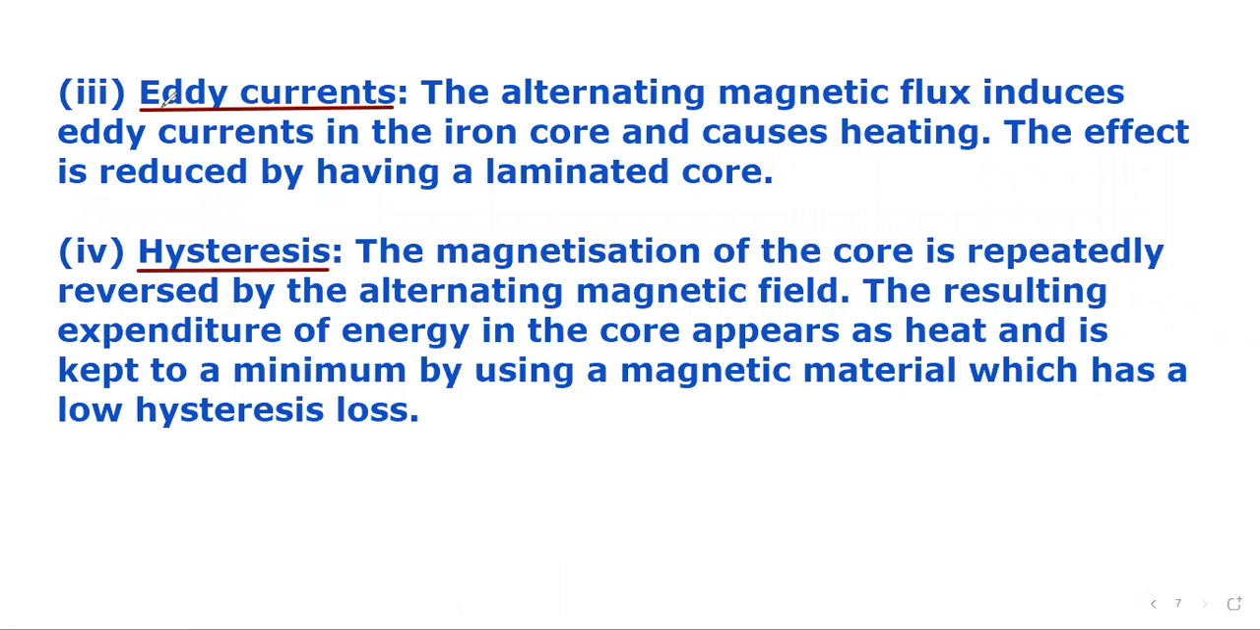Next thing is eddy currents. Due to eddy currents, there is loss. The alternating magnetic flux induces eddy currents in the iron core and causes heating. The effect is reduced by having a laminated core. And last one is hysteresis loss. The magnetization of the core is repeatedly reversed by the alternating magnetic field. The resulting expenditure of energy in the core appears as heat and is kept to minimum by using a magnetic material which has a low hysteresis loss.